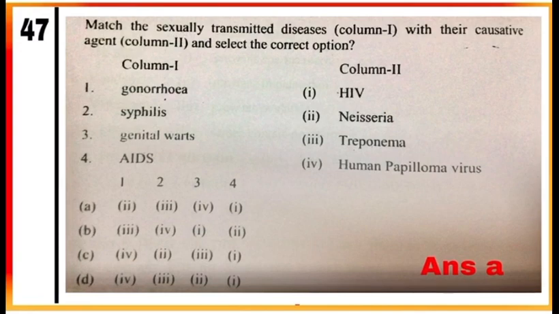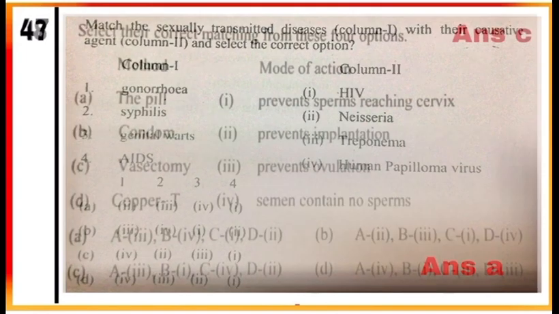Question 47. Match the sexually transmitted diseases given in column 1 with their causative agent given in column 2 and select the correct option. See column 1. The causative agent of gonorrhea is number 2, Neisseria. The causative agent of syphilis is number 3, Treponema. The causative agent of genital warts is number 4, human papilloma virus, and the causative agent of AIDS is number 1, HIV. So here the correct option is A, mark A.